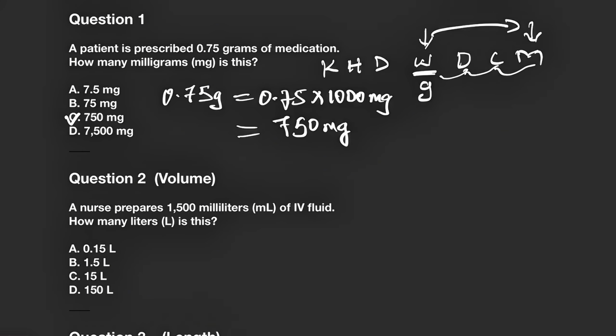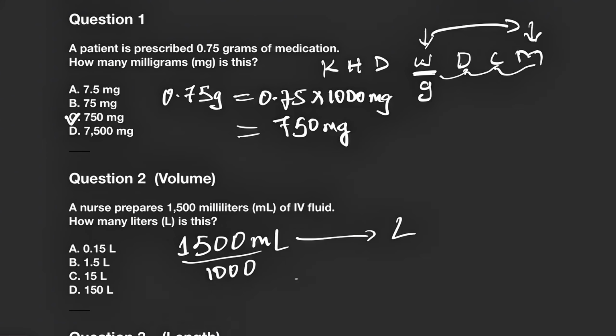Now let's look at question 2. A nurse prepares 1500 milliliters of IV fluid. How many liters is this? So we are converting from 1500 milliliters to liters. You realize that we are converting from small to big, so we always have to divide. Milli is divided by 1000.